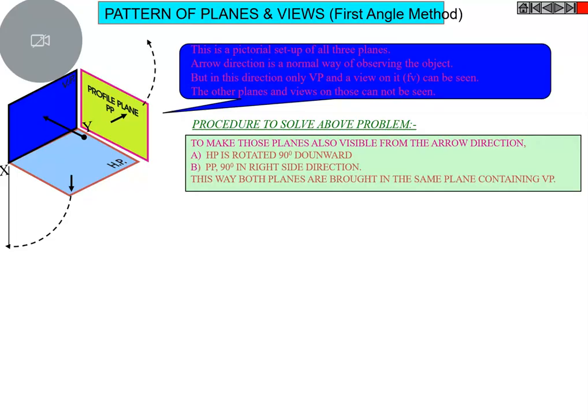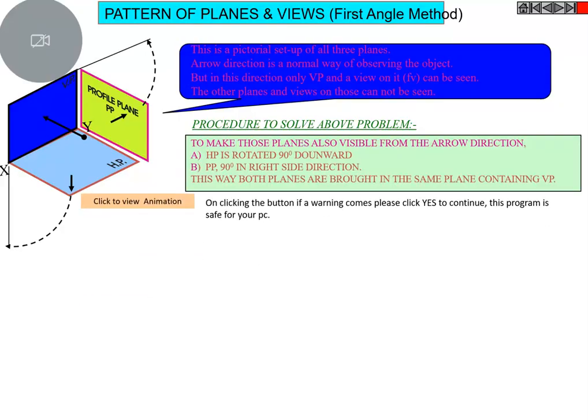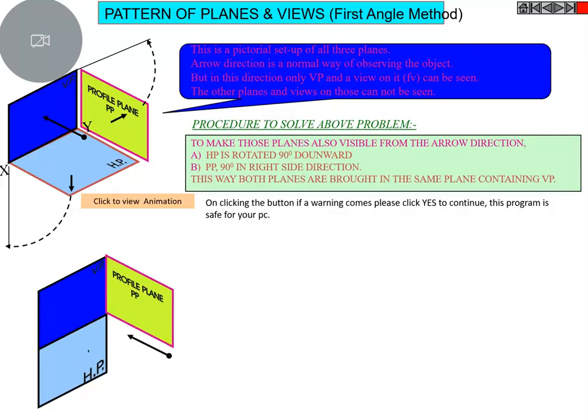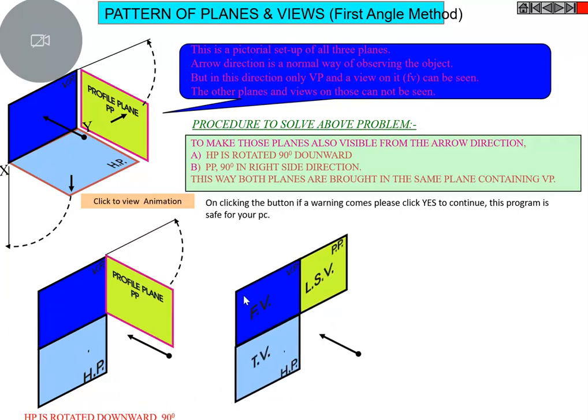And the profile plane also you have to rotate by 90° so that all the three basic principal planes will be lying in one single 2D plane. So here the profile plane has to be rotated by 90° so that at last the front view, top view and the left side view in the profile plane are available for the given point placed between the three principal planes.